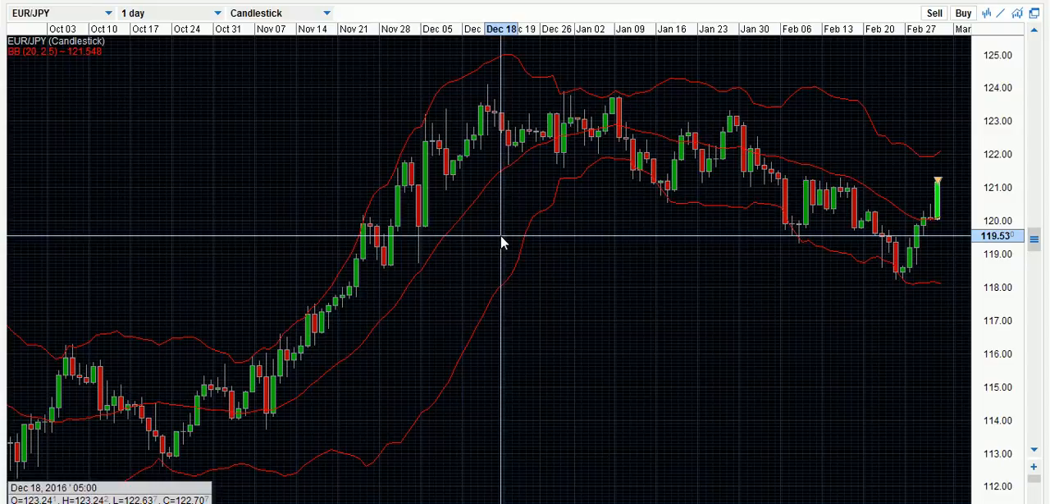Okay, so that's Bollinger Bands on the Oanda FX Trade platform, and a bit of an indication as to how I would apply them and use them in conjunction with my own trading strategy.